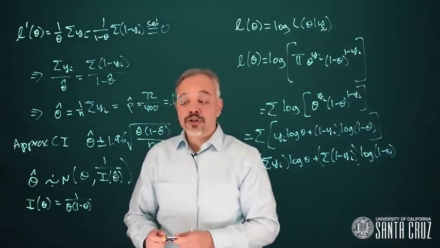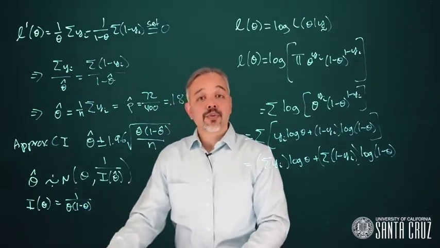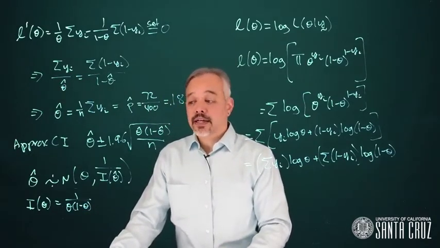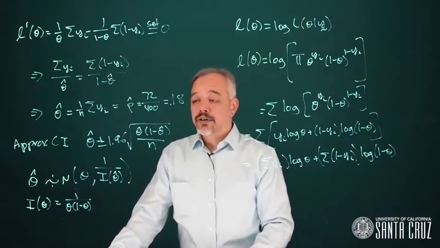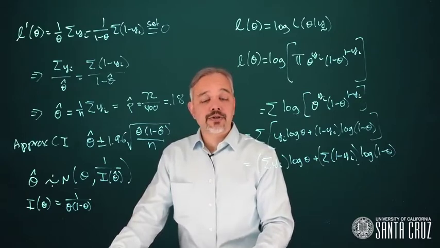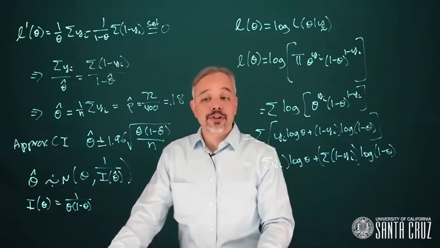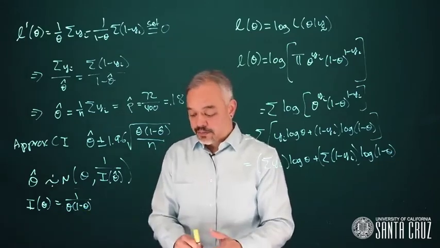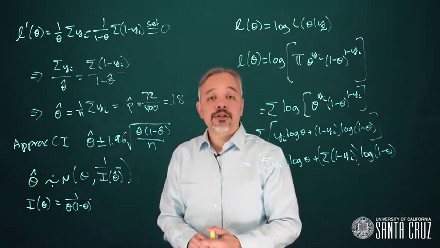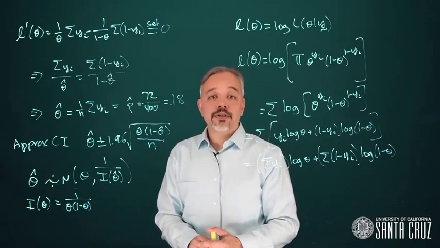So the information is larger when theta is near 0 or near 1, and it's the smallest when theta is near 1/2. This makes sense because if you're flipping a coin and you're getting a mix of heads and tails, that tells you a little bit less than if you're getting nearly all heads or nearly all tails. That's a lot more informative about the value of theta. We'll return to the calculation of the information later in this course.